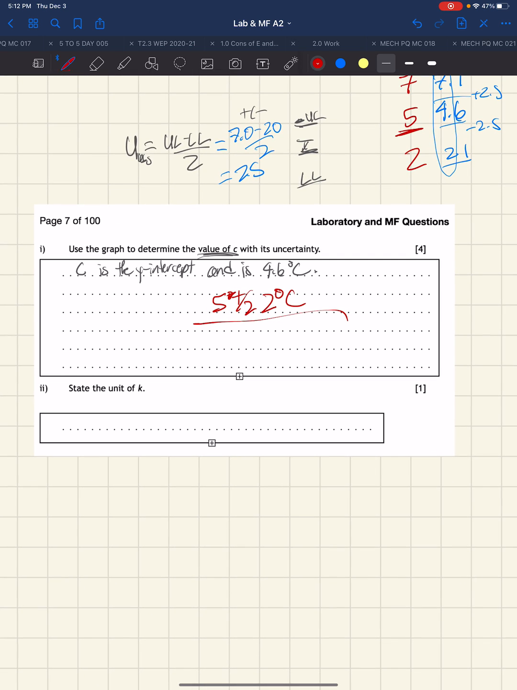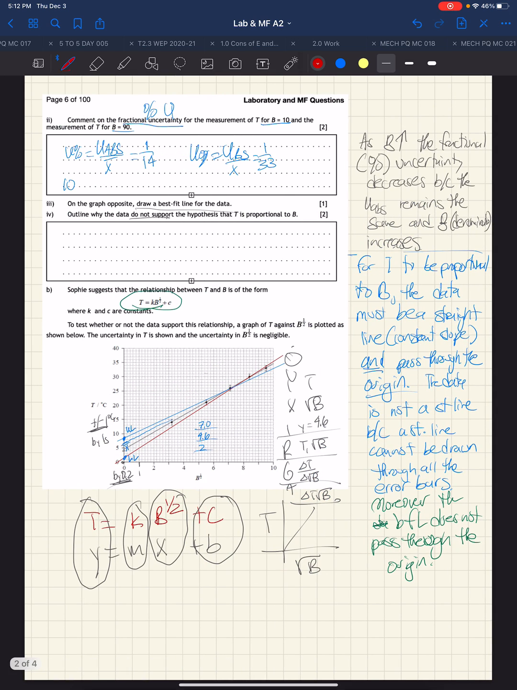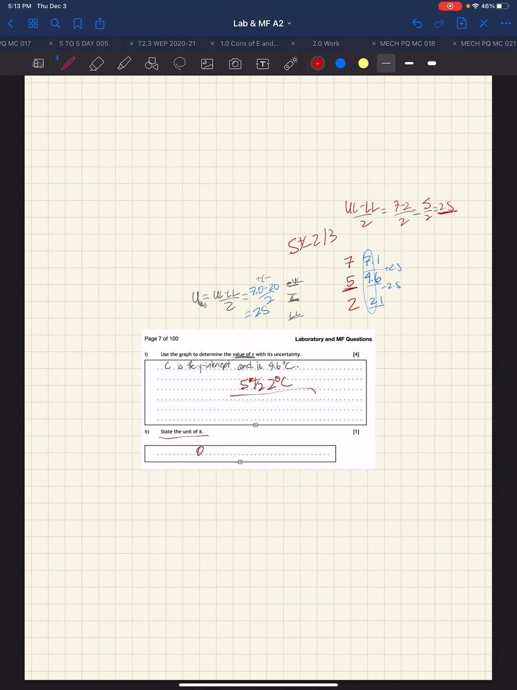Now we want to know the constant, state the unit of k. Looking back at our equation, we said k is the slope. And so the slope is delta y over delta x. The slope has units of degrees Celsius, and x has units of percent. And we said previously, percent is not really a unit. So the units of slope are degrees Celsius. And since it's saying state, we don't have to show how we got it. We can just say degrees Celsius. And so that's how we do question A2.